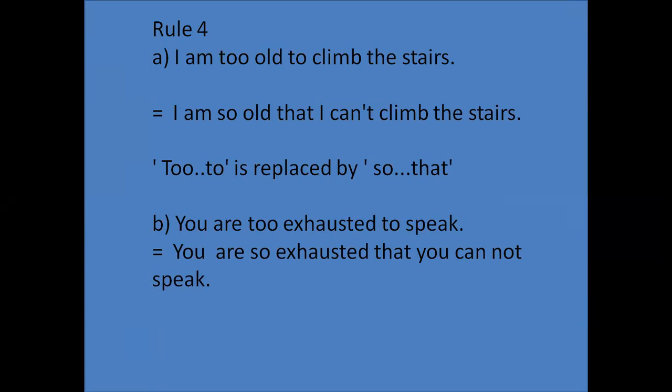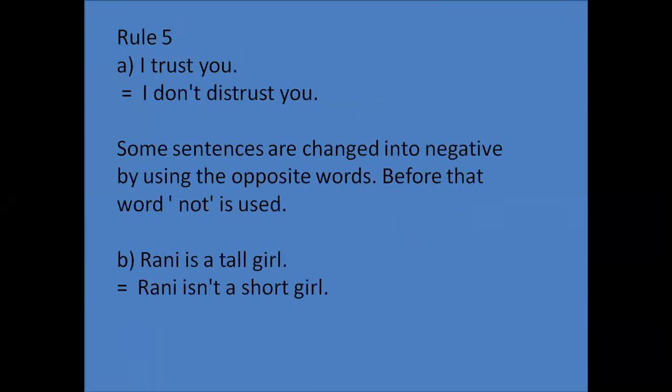So that is the example from Rule 4. Proceeding to the fifth rule. Rule 5, on screen. Some sentences are changed into negative by using the opposite words before the word not is used. Please note it down. So some sentences are changed into negative by using the opposite words before the word not is used. I trust you. So by using the opposite word, I don't distrust you.